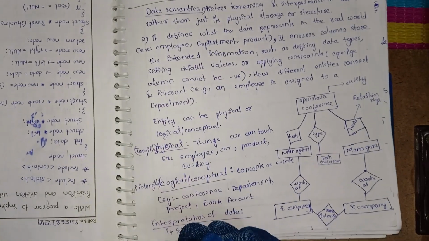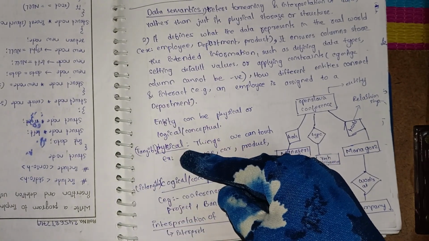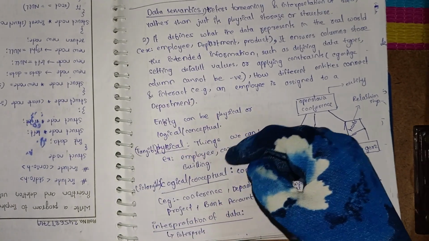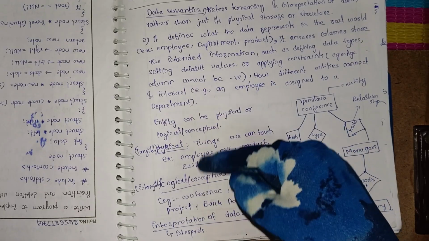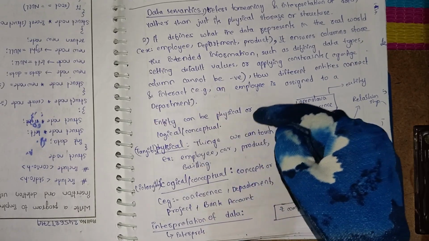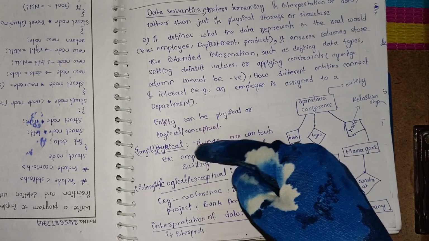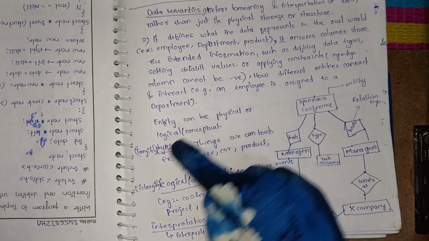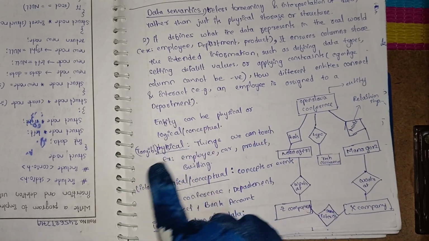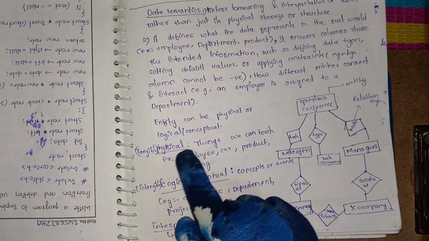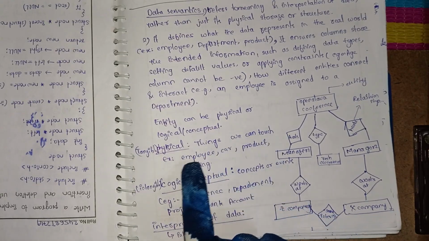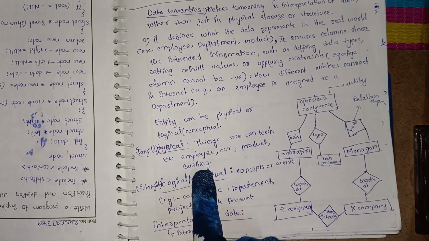So here two types of entities I have shown here. Why? Because this helps to create entities by our own. Tangible, physical. Tangible or physical things we can touch: employee, car, product, building.